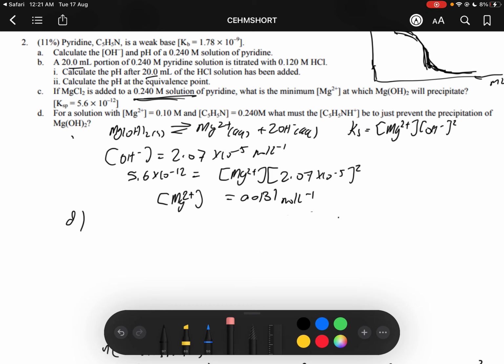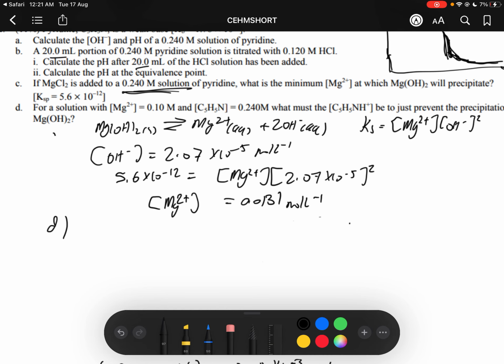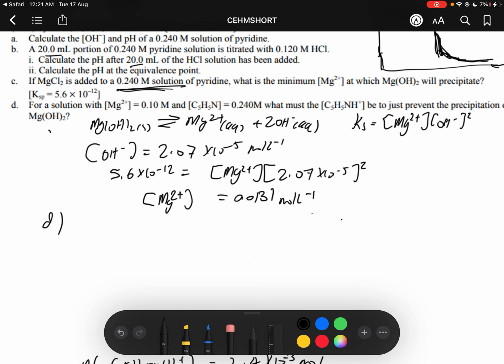Once again, just to prevent the precipitation of Mg(OH)2 means that the solution is just saturated, which means any more addition of the ions will cause the precipitate to form. Therefore, at this point the solution is saturated, so the product of the ions will be equal to Ksp.